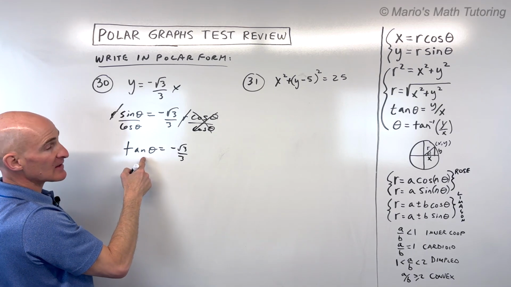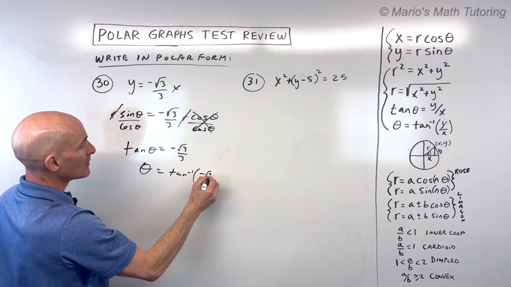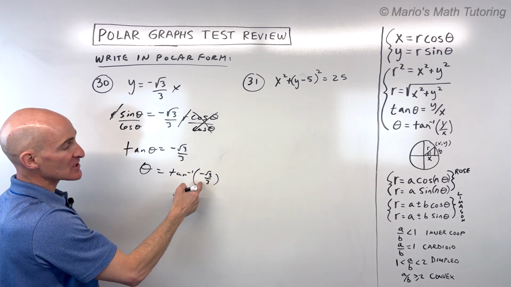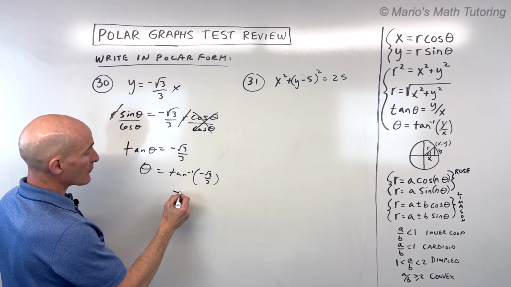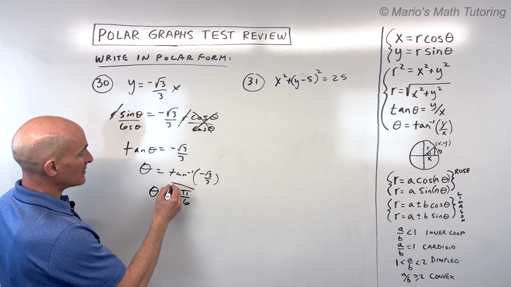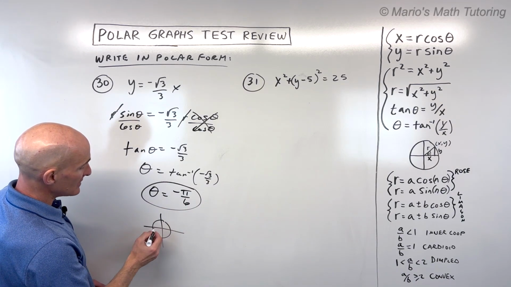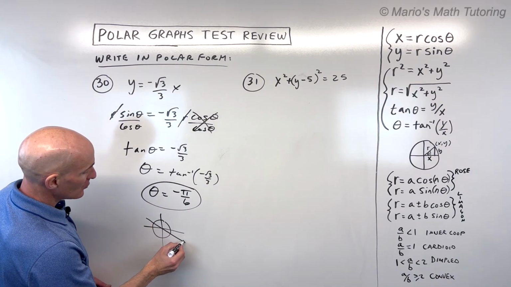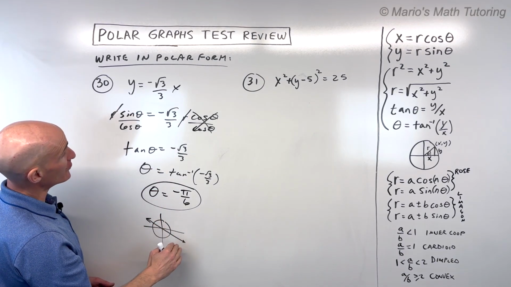And then if we take the tan inverse of both sides, what tangent of what angle equals negative root 3 over 3? That would be negative pi over 6. So now we have our equation in polar form. Theta equals negative pi over 6, which, again, if you graph this, negative pi over 6 would be this line right here, which is a line with a slope of negative root 3 over 3.